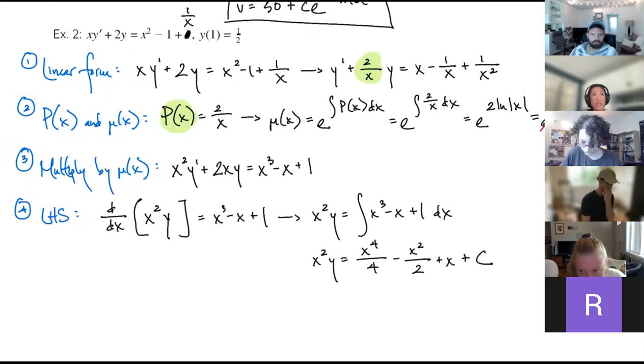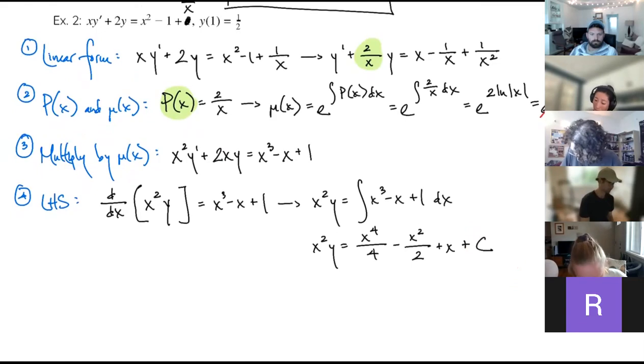If we did not have initial conditions, we would be done. We do have initial conditions, so we want to find a number for c so that we can write our whole answer like x squared y equals x to the 4th over 4 minus x squared over 2 plus x plus a number. Then we'll know we're done, okay? So let's plug in our initial conditions. That'll be sort of like a step 5. That's not for every problem, but you may need that if you have initial conditions.